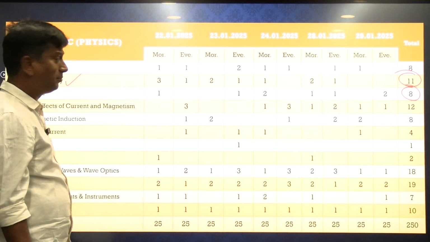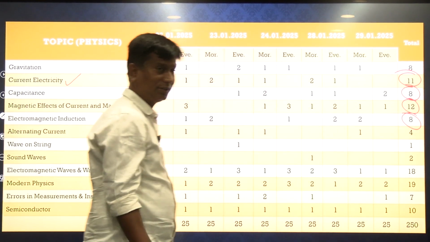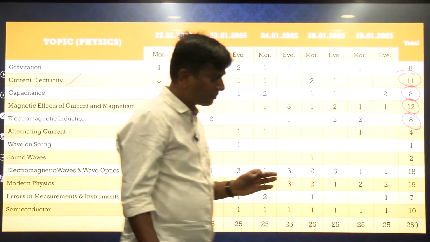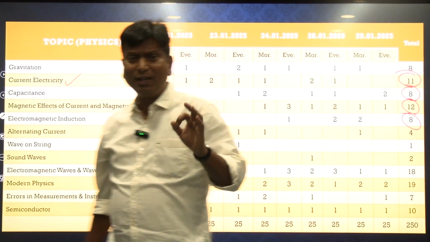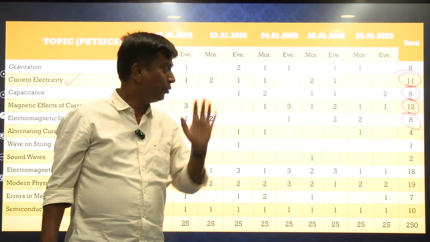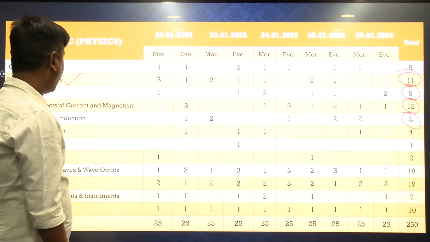And electromagnetism, right? You got 12 questions, and induction is 8 questions. So altogether this time, electricity and magnetism related questions are more in number compared to mechanics, right? Now when it comes to alternating current, you got 4 questions, right?